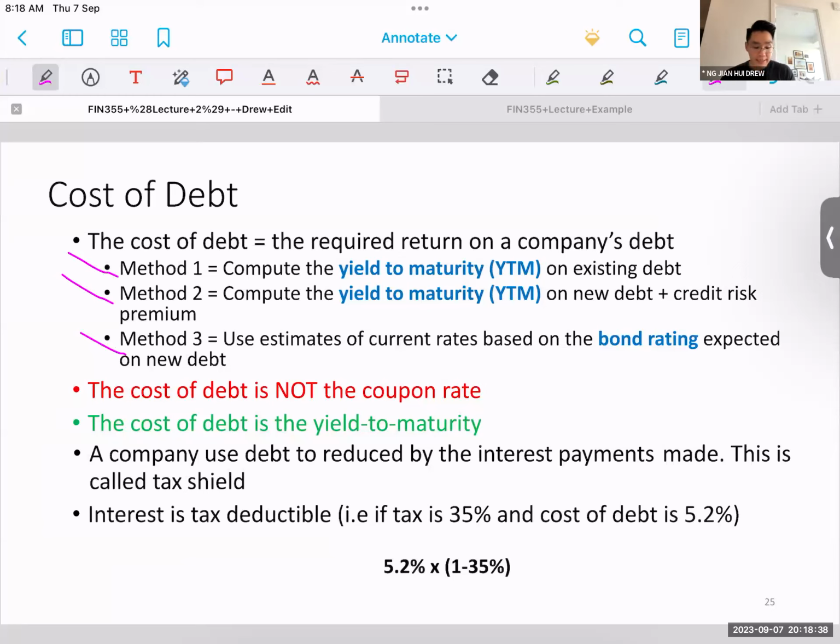The important thing to take note of is that the cost of debt is not the coupon rate. Anyone know what a coupon rate is, or do you remember what a coupon rate is? This is going back to your fixed income, your bonds. So cost of debt is yield to maturity. What's the difference between yield to maturity and coupon rate?